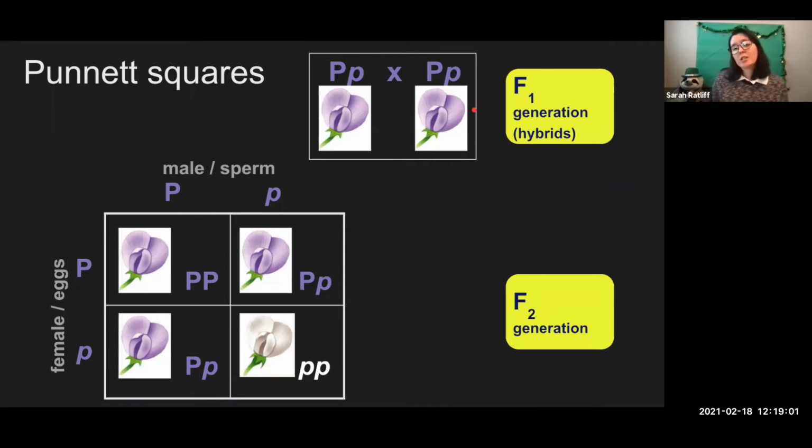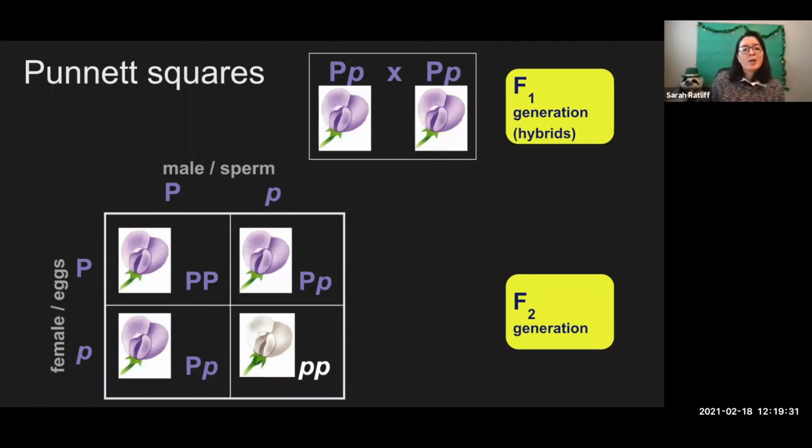And traditionally in our Punnett squares, males go on the top, so the sperm, and females or eggs go on the side. For my class, I don't care. Sometimes it doesn't even tell you which one's the male, which one's female. You're going to get the same results whichever way you put it. In the future, if you pursue a career in biology or take some higher level biology classes, they may care, but for my class, it doesn't matter which side the male and female go.